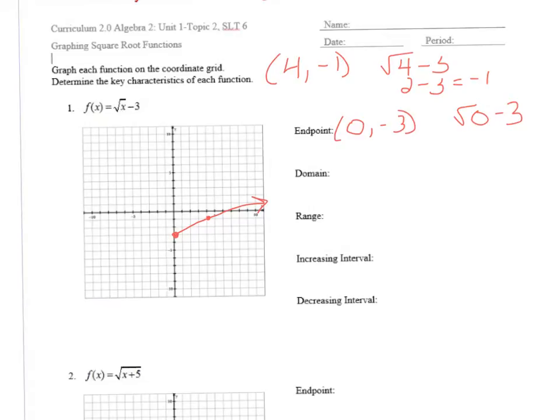Domain is our x values. There's no x's until we get to the x value of 0. Range is our y values. There's no y values until we get to negative 3. And if we walk along our graph, we are always increasing. So that's x is greater than or equal to 0. And there's no decreasing.